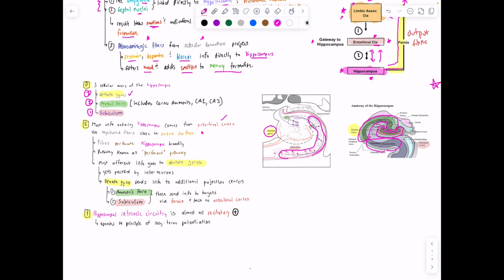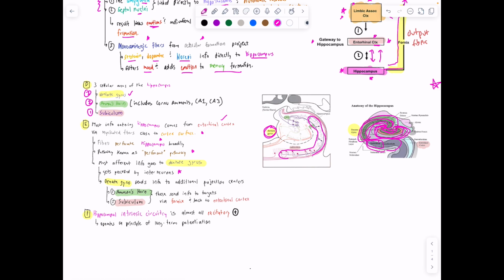These fibers are going to perforate the hippocampus, and this perforation from the entorhinal cortex into the hippocampus is called the perforant pathway. But most of the information ends up in the dentate gyrus, which we can see here at the end of the hippocampus. It gets processed by interneurons in the dentate gyrus, and then the dentate gyrus sends additional information to additional projection centers located in Ammon's horn, so CA1, CA2, CA3, and then the subiculum, which we see right here.